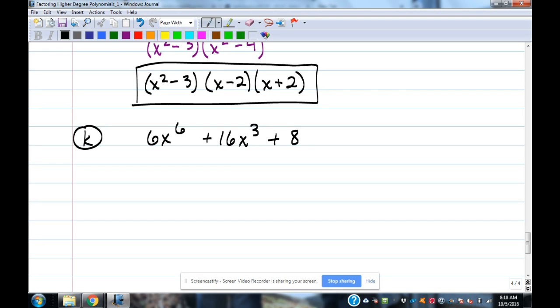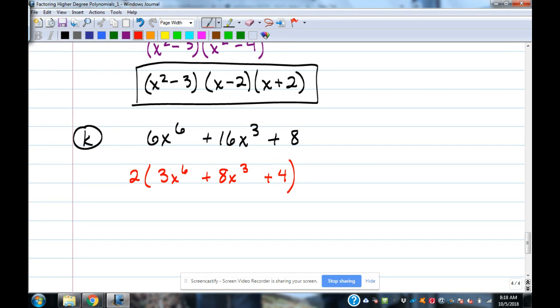6x to the 6th plus 16x cubed plus 8. What are we doing here? What is the GCF? 2 goes into everybody. So we're going to divide it, pull a 2 out. So we're dividing everybody by 2. So that's 3x to the 6th, 8x cubed plus 4.